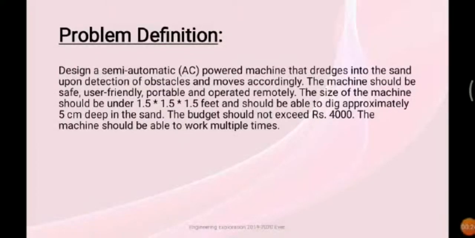Problem definition: design a semi-automatic powered machine that dredges into the sand upon detection of obstacles and moves accordingly. The machine should be safe, user friendly, portable, and operated remotely. The size of the machine should be under 1.5 by 1.5 by 1.5 feet and should be able to dig approximately 5 centimeters deep in the sand. The budget should not exceed rupees 4000. The machine should be able to work multiple times.